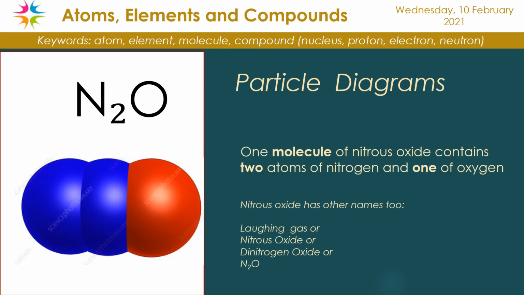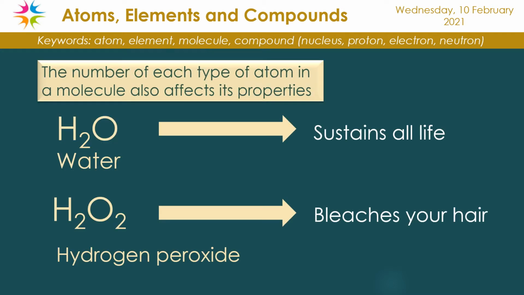Here's another example. This is N2O. So it's got 2 nitrogens and 1 oxygen. Nitrous oxide is N2O, and it's also called laughing gas or dinitrogen oxide. It's important to remember that the proportion of the 2 atoms in the molecule are important for its properties.